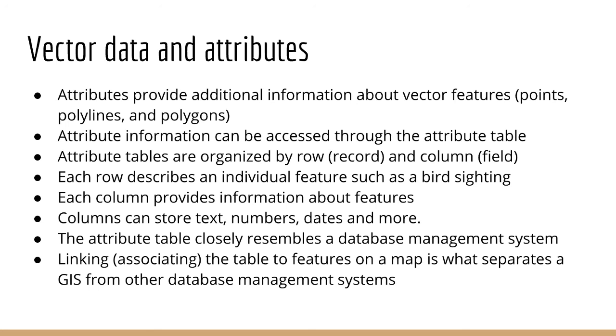So attribute information can be accessed through the attribute table. These tables are organized by rows or records and columns or fields. Each row will describe an individual feature, like a point, such as a bird sighting. The column provides information about features. The columns can store different types of data. You can store text, or numbers, or dates. That's just like a database.